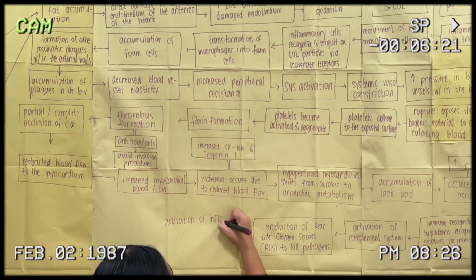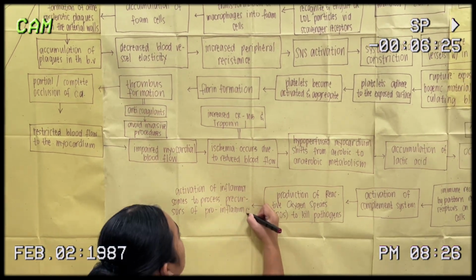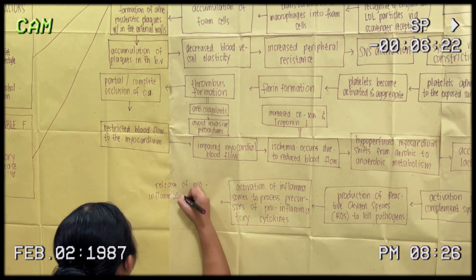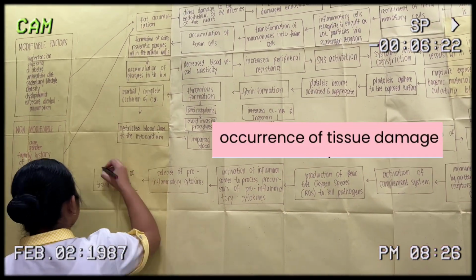The immune response also activates inflammasomes, which are multi-protein complexes that process and activate pro-inflammatory cytokines such as interleukins, thereby amplifying the inflammatory response to effectively control infection or injury. The release of these cytokines amplifies inflammation, further increasing tissue damage.